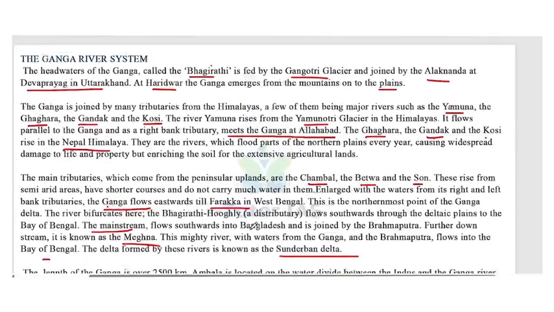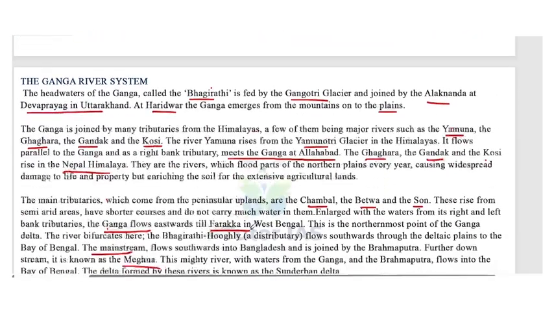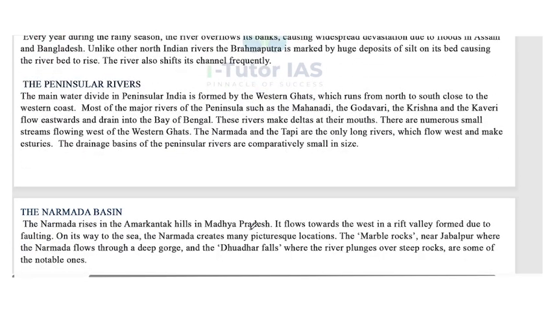So there are three Himalayan rivers. First one is the Indus river system, then the Ganga river system, and now the Brahmaputra river system. Next, peninsular rivers. The main water divide in peninsular India is formed by the Western Ghats, which runs from north to south close to the western coast.